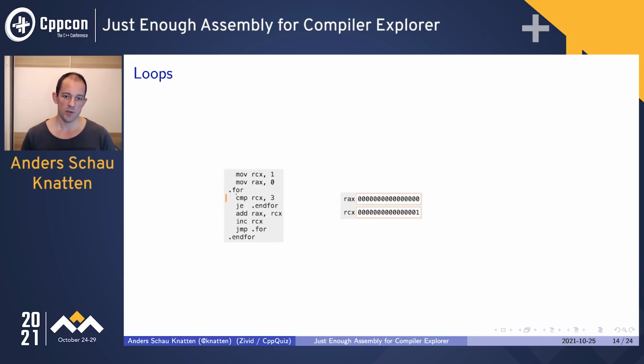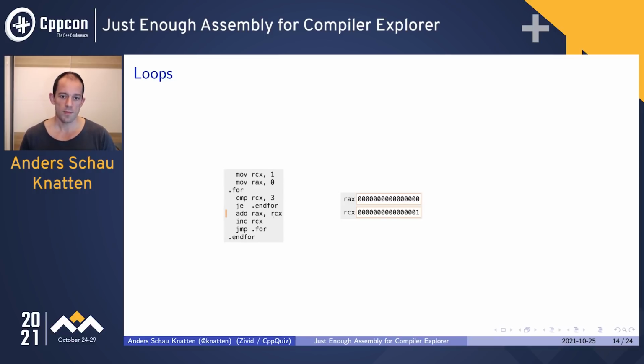And then we go into our for loop. The counter is now at 1, and I'm comparing it to 3. So basically, this is the part of the for loop where you say, is it equal to 3 or not? We just compare, nothing happens when you compare, then you jump if they were equal. So RCX was 1, it's not 3, so we don't jump.